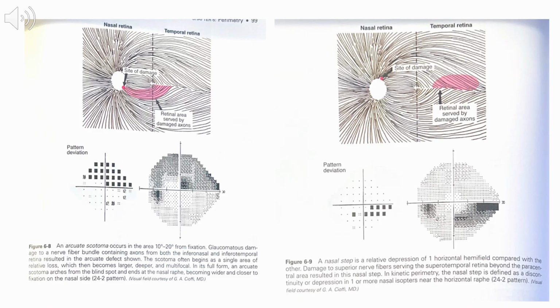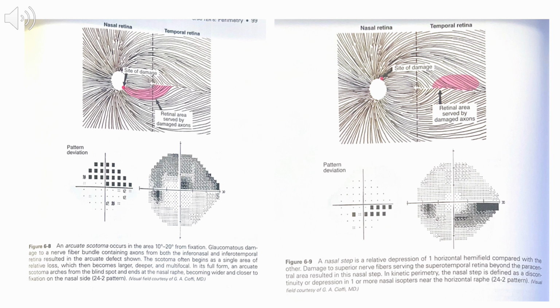This slide visualizes how damage to specific regions of the optic nerve translates into predictable patterns on the visual field test. On the left, we see the anatomy of an arcuate scotoma. The red-shaded region highlights retinal ganglion cells served by axons that pass through a damaged region of the optic nerve. This arcuate pattern typically begins 10 to 20 degrees from fixation and follows the path of the retinal nerve fiber layer, arching from the blind spot toward the nasal field. The corresponding visual field shows a classic arcuate defect, a crescent-shaped zone of relative loss in the superior nasal field, matching the distribution of the damaged fibers.